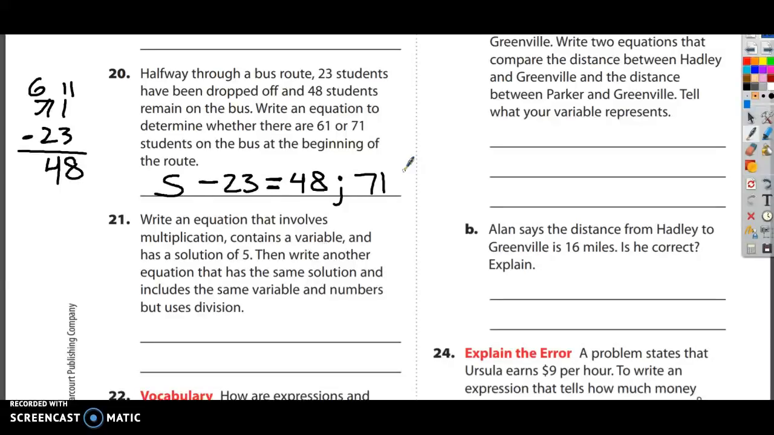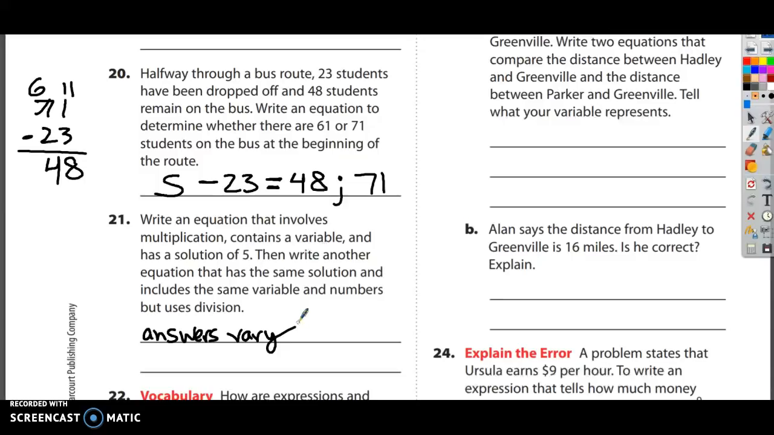All right, number 21. The answer is going to vary on this. In fact, I'm even going to write that. Answers vary. And by answers vary, that means that you might get a correct answer that doesn't look exactly like mine. Number 21 reads, write an equation that involves multiplication, contains a variable, and has a solution of 5. Then write another equation that has the same solution and includes the same variable and numbers, but uses division.